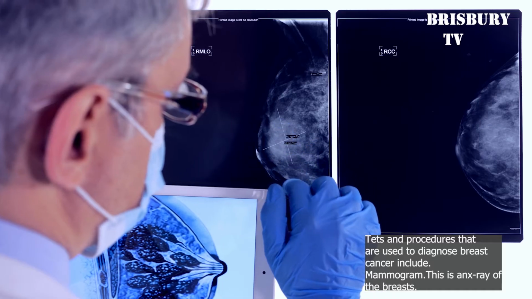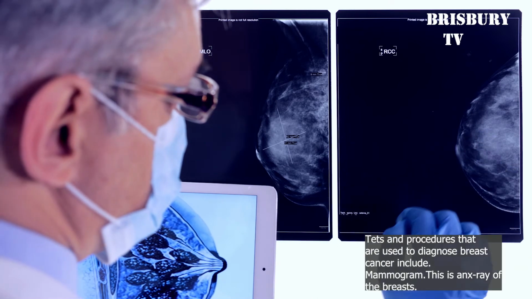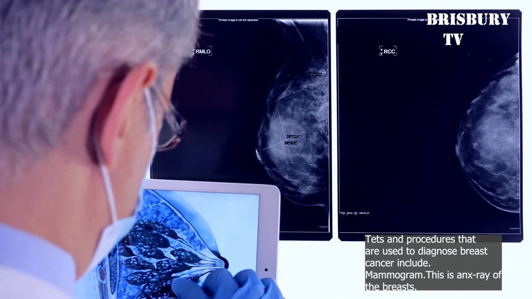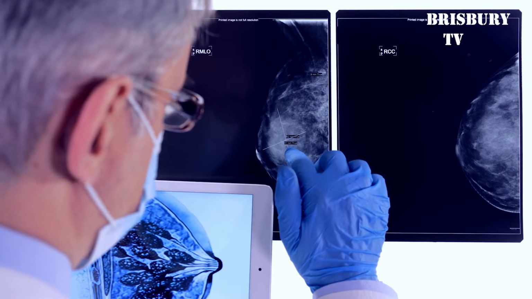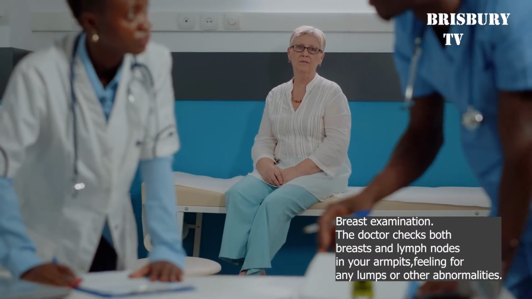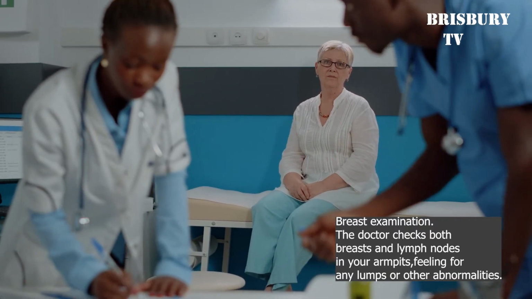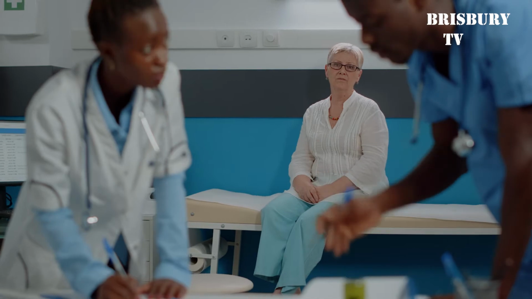Diagnosis. Tests and procedures that are used to diagnose breast cancer include mammogram. This is an X-ray of the breast. Breast examination. The doctor checks both breasts and lymph nodes in your armpit, feeling for any lumps or other abnormalities.